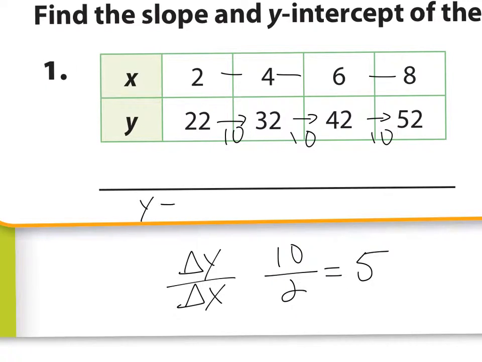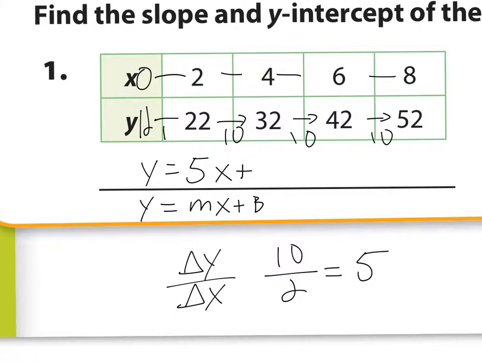So we have y equals mx plus b. So y equals, we now know the slope is 5. All right, now we just need the y-intercept. So if I go back to 0, what am I going to get for y? 12, because I got to go back 10. All right, so my y-intercept is 12.